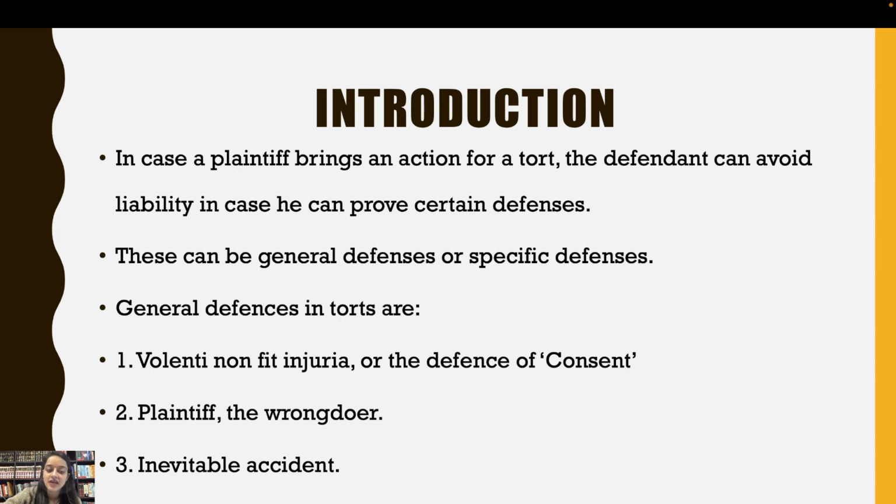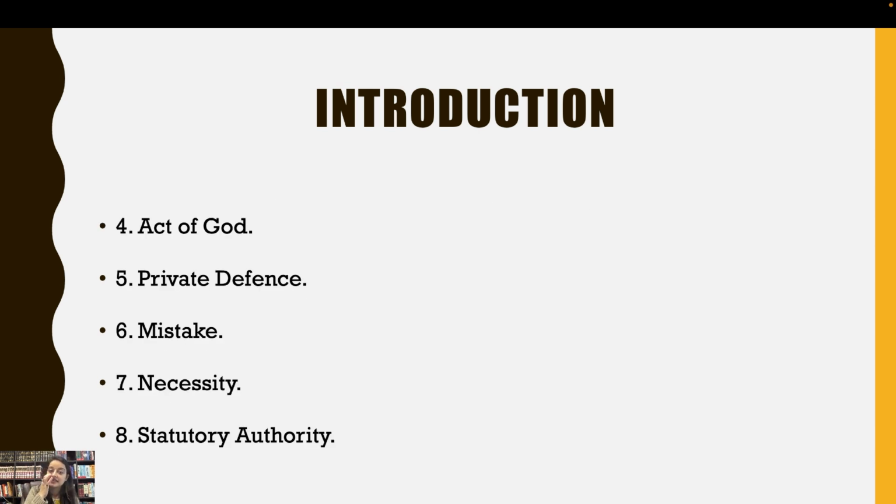Now, the general defenses are voluntary non fit injuria. That is, the plaintiff himself took the injury, or the defense of consent, as we call it. The next being that the plaintiff himself or herself is the wrongdoer. The plaintiff is the one who did the wrong. If the defendant proves this, he will take a defense. Inevitable accident. It was an accident of such a nature that could not have been avoided. This is what an inevitable accident means. Then the next is an act of God. We will discuss in detail what an act of God is. It is generally natural calamities which are not in human control. So an act of God.